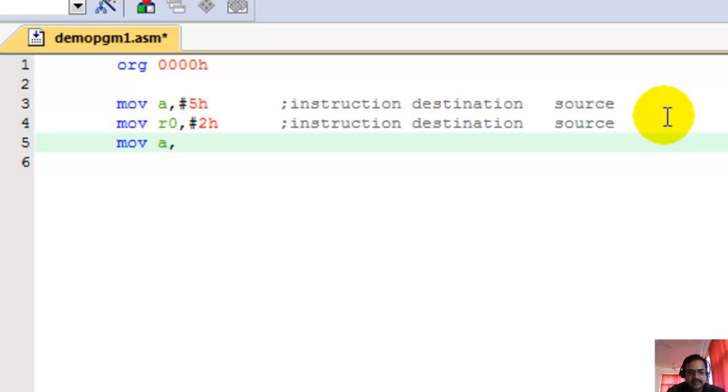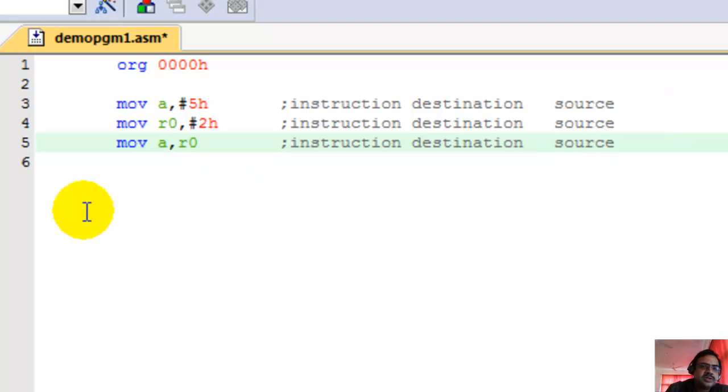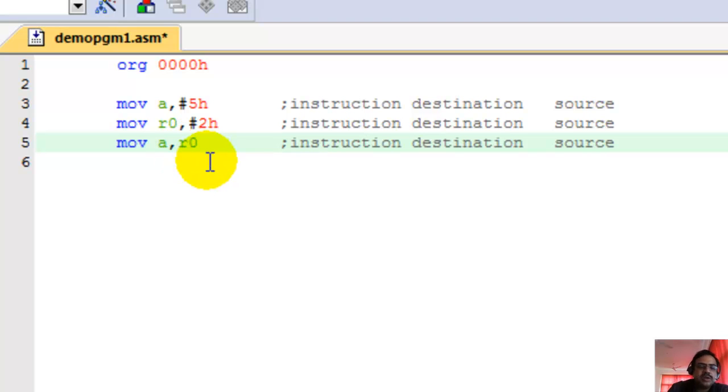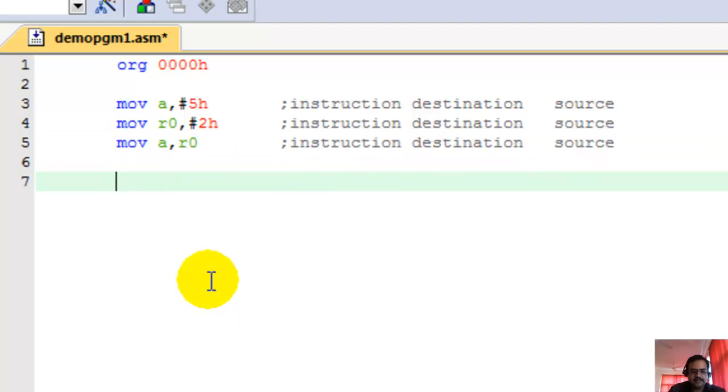Now there is also another form of move, which I will show you: move A, R0. Again, this is the instruction, the destination, and the source. So it is the same move command, but I have shown you 3 different types: moving data into the accumulator, moving data into a register, and moving the value contained in the register into the accumulator. When I say move A, R0, what I am telling the assembler or the processor to do is, please go to the register R0, and whatever value is there in R0, transfer it to A, or copy and paste it to A. You get it? And finally, I am saying end. So please remember, instruction is always followed by destination, which is always followed by source.